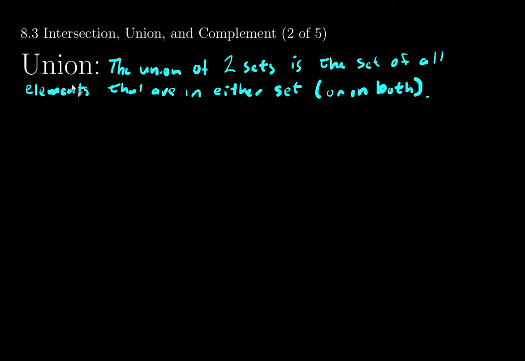Alright, the way to notate this is with a regular looking U, U for union. And a word that associates well with union is the word or. The word that associated well with intersection was the word and. So A union B is the set of all elements X such that X is in A or X is in B. Remembering that this word or means it can be in both.